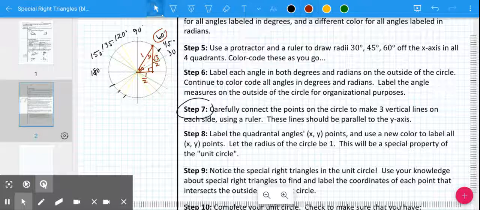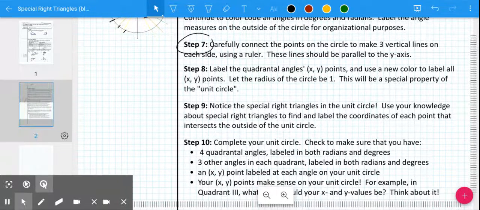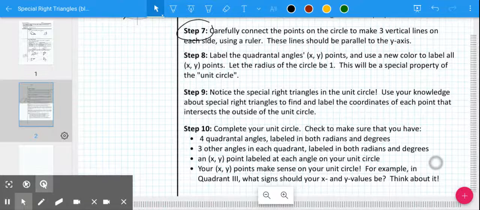So that's how you go to step 8. So from step 7, make the triangles. And then in step 8, you label all the XY points. And they're going to be the values from the 30, 60, 90 triangles or from the 45, 45, 90 triangles. That's actually step 9. Step 8 is talking about the quadrantal angles. So like here at 0 degrees, this is the point 1, 0, and at 90 degrees, you have 0, 1, etc. And then in step 10, you want to complete it. So there's kind of a checklist at the end about make sure you have all of these things.